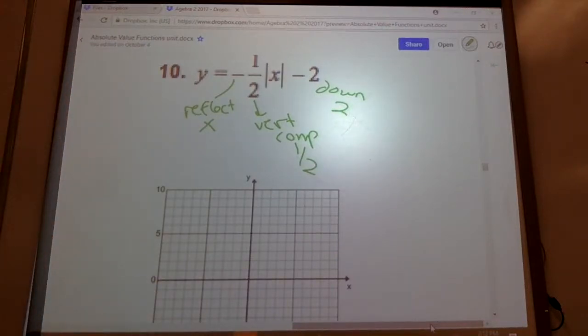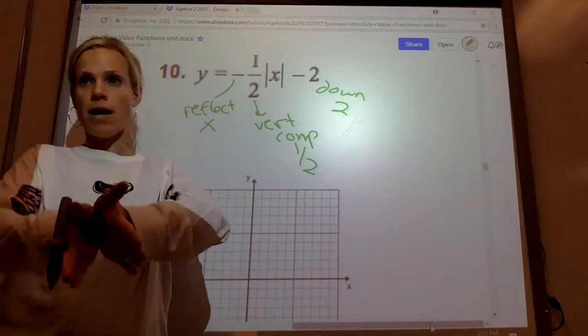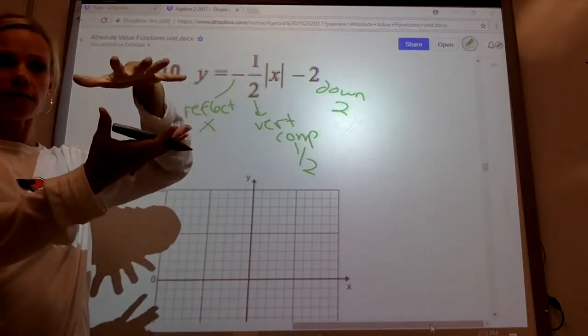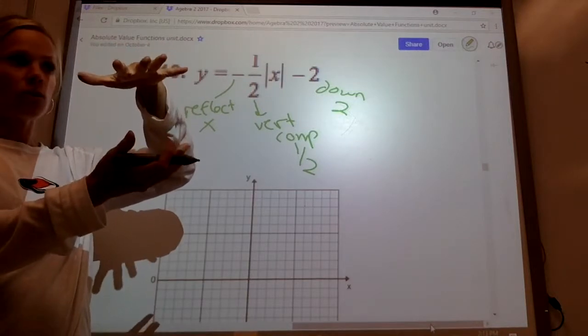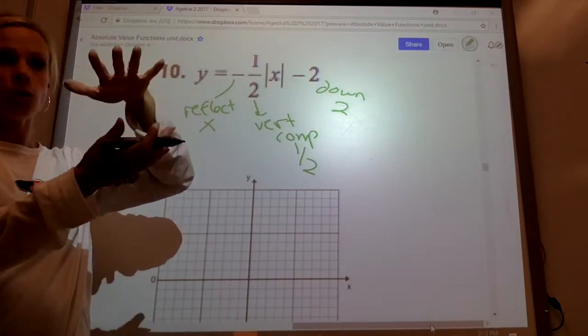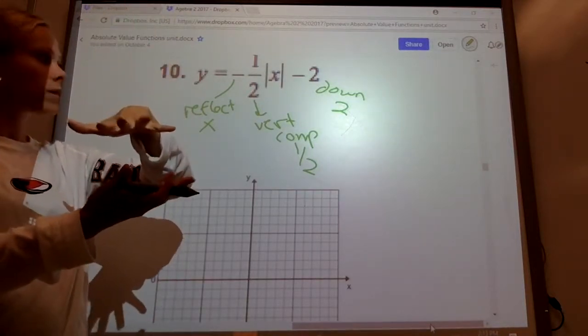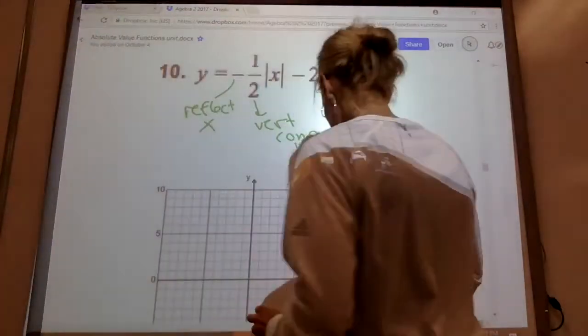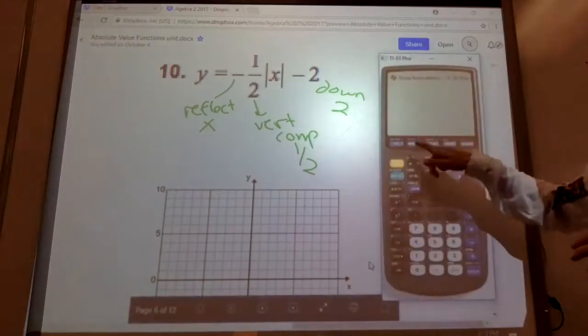Okay. So it's going to reflect over the x-axis means now it's going to open down. A compression of 1/2 means it's going to flatten, right? So instead of a slope of 1, it's going to be up 1 over 2. It'll flatten out. And then it's going to shift down 2. So let's look at that in our graphing calculator.